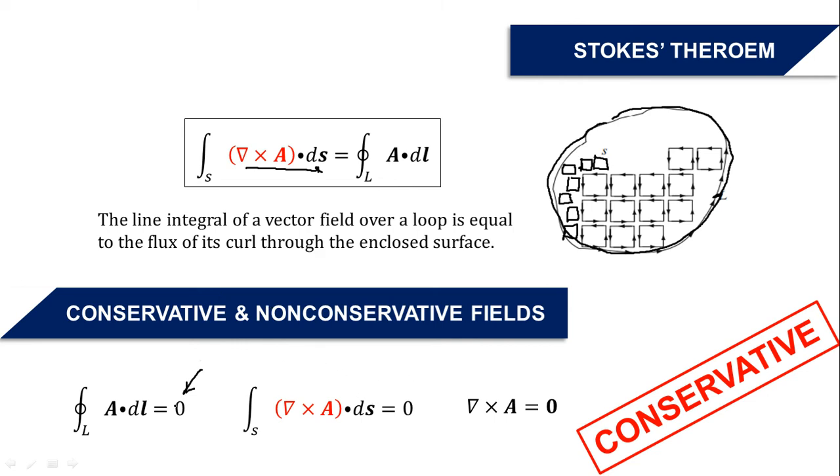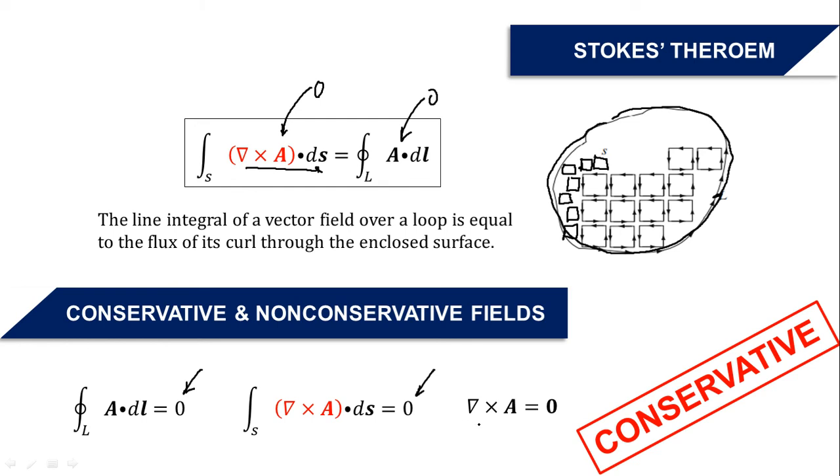Kung magiging 0 tong ating closed contour integral, dapat 0 din yung right hand, no? Nung ating equation. Kung 0 to, dapat 0 din tong ating integral surface, the curl through the enclosed surface. The integral of the curl through the surface, dapat equal din yan sa 0 para masabi natin conservative. And by that alone, pwede natin masabi na kung ang curl natin ay 0, automatic magzi-0 to, di ba?